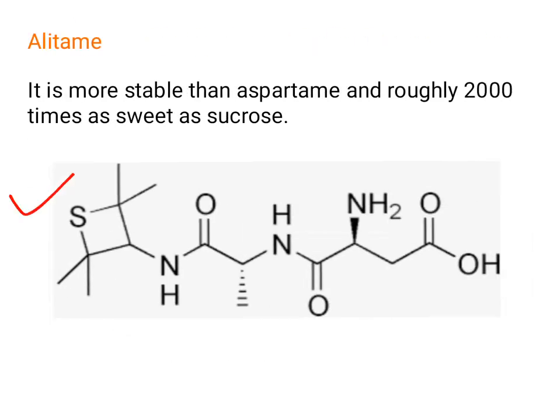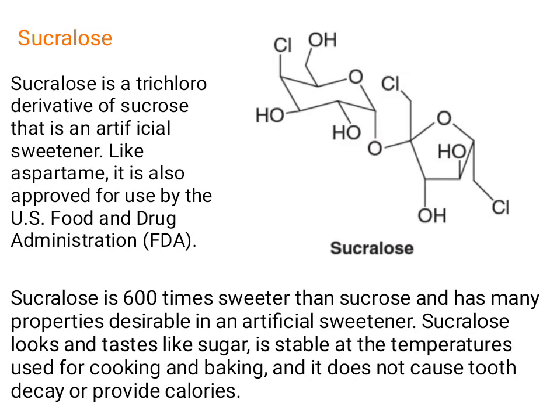Alitame. This is the structure of alitame. It is more stable than aspartame and roughly 2000 times as sweet as sucrose. Sucralose. Sucralose is a trichloro derivative of sucrose that is an artificial sweetener. Like aspartame, it is also approved for use by the US Food and Drug Administration. So the FDA has permitted the use of sucralose in foods. That means if you ingest sucralose, it will not cause any harm in your body.